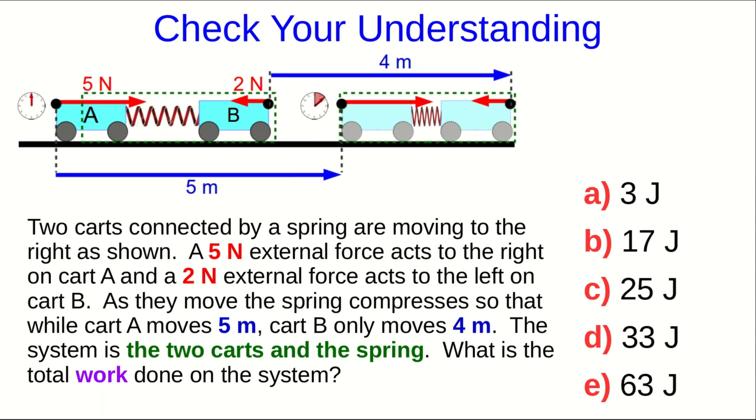Let's check your understanding of how to calculate works this way. So here we have two carts connected together by a spring, and they're moving to the right, and there's a 5 Newton force acting on one to the right and a 2 Newton force to the left on the other. Cart A moves 5 meters, but because the spring compresses during the motion, cart B doesn't move quite as far. It only moves 4 meters. And we're considering the system to be the 2 carts and the spring. And so let's find the total work done on this system.